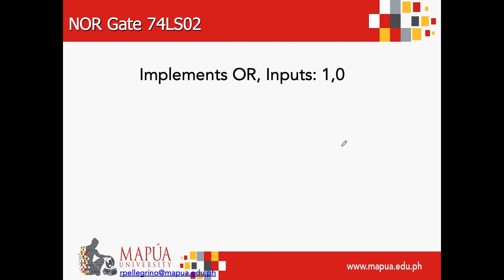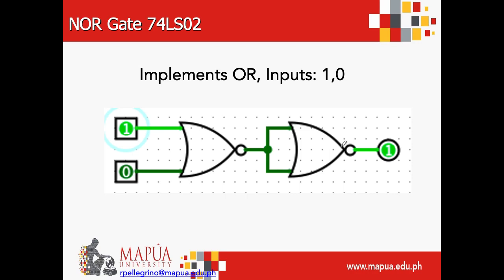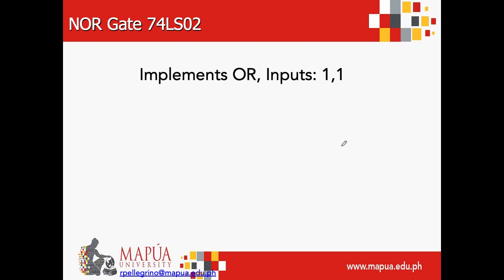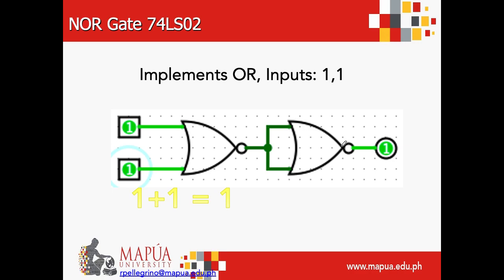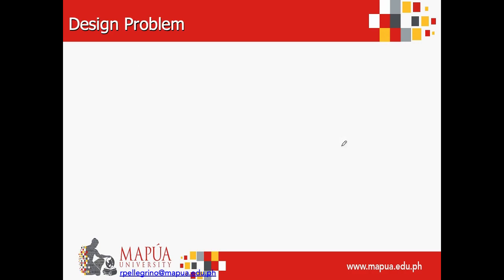0 or 1 is 1. And we also have for inputs 1, 0. So 1 or 0 is 1. Complement is 0. And complementing that again gives us 1, which is 1 or 0 is equal to 1. And lastly, for inputs 1, 1. So 1 or 1 is 1. Complement of 1 is 0. Complementing 0.